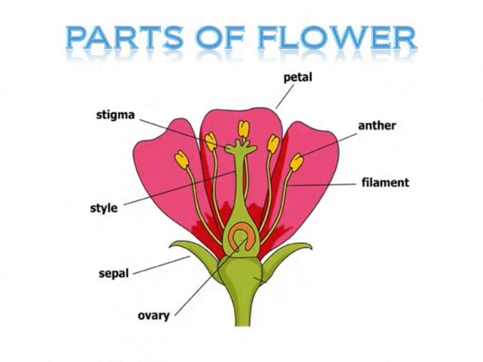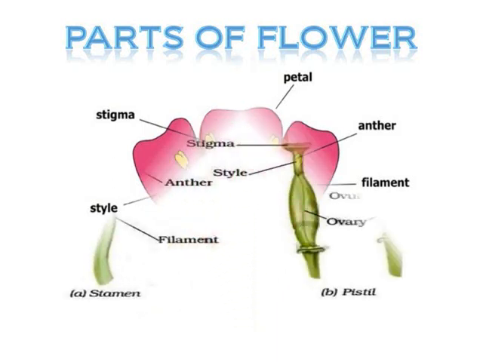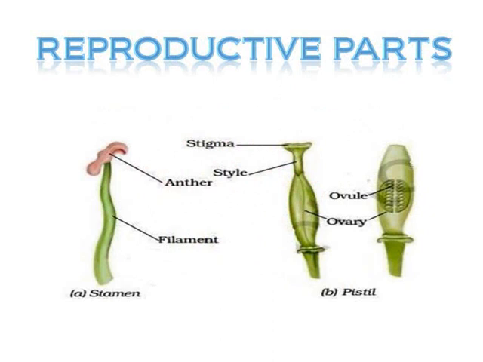Parts of a flower. A typical flower consists of four main parts. These are sepals, petals, stamens, and pistils. The stamens and pistil are the reproductive parts of a flower.